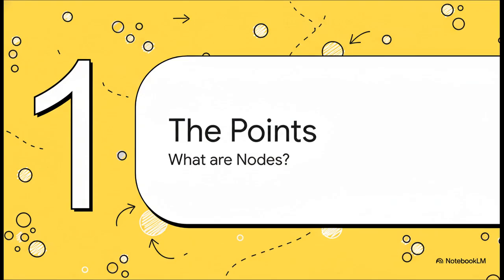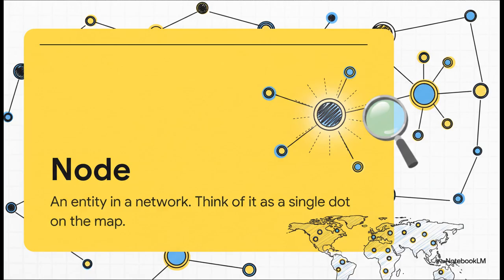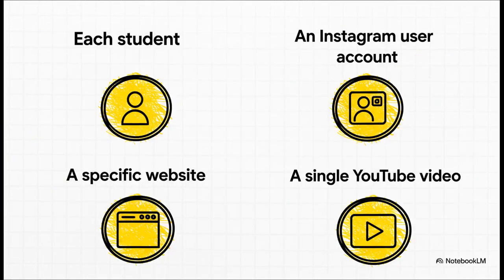Okay, so to understand how these maps work, we've got to start with the most basic piece of the puzzle. We're talking about the points. In the world of network science, we call these points nodes. A node is really just any single thing, any entity in the network we're looking at. Super simple. It's the individual dot on our map. And this is what's so cool about it. A node can be almost anything. In your class group chat, every single student is a node. On Instagram, yep, every user account is a node. It could even be a specific website or a single YouTube video. Basically, nodes are the who or the what of any network.